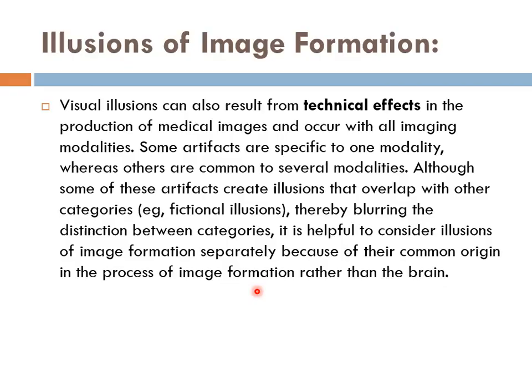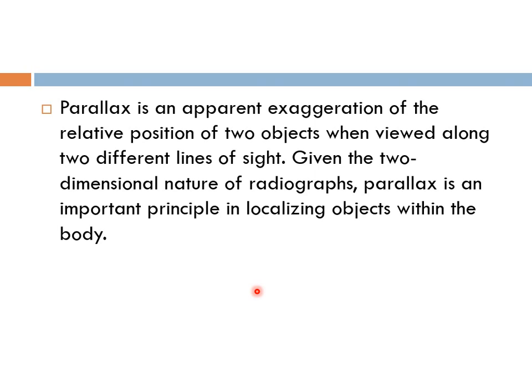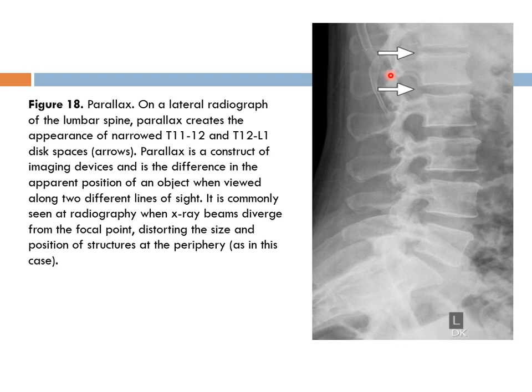We also have illusions of image formation, which are mostly technical. An example is parallax. Parallax is an apparent exaggeration of the relative position of two objects when viewed along two different lines of sight. For example, in this lateral lumbar spine X-ray, we see T11-12 and T12-L1 apparently appear like two lines. They are just that way because they are viewed from two different views.